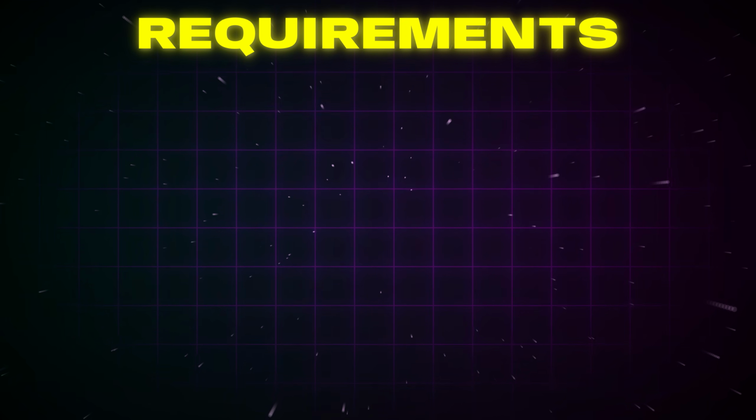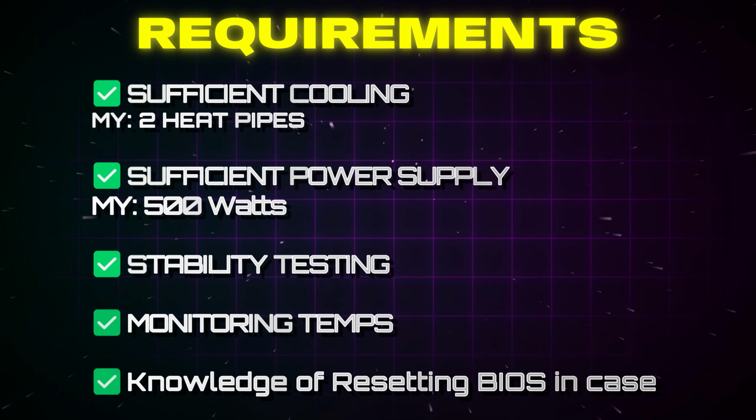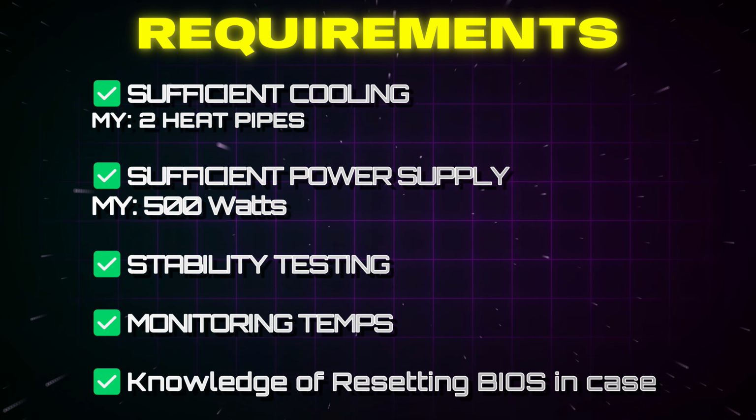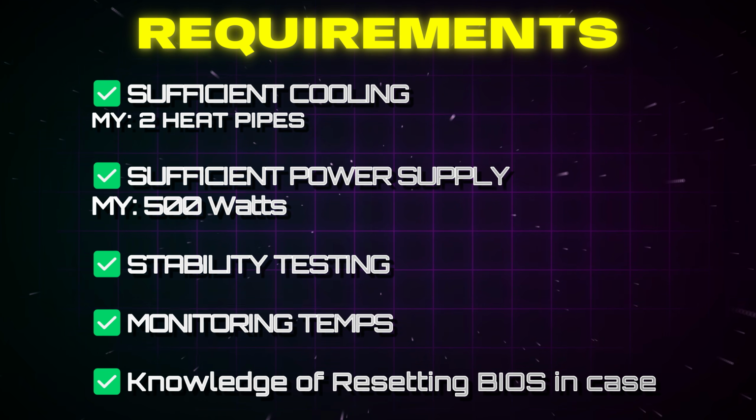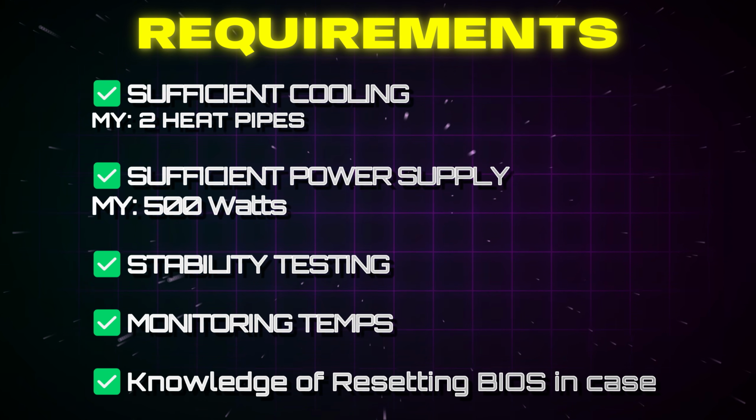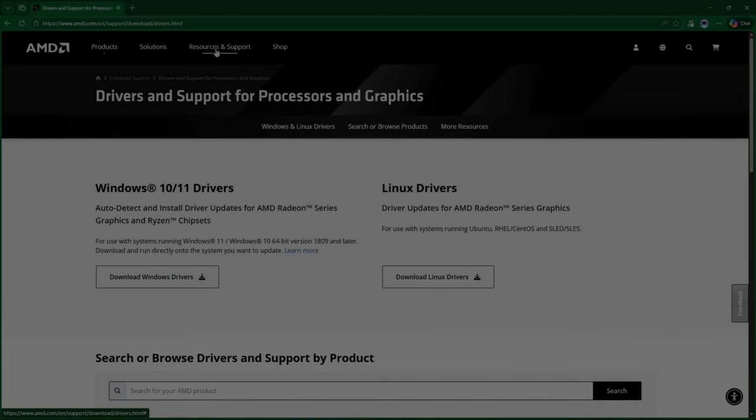Before we dive in, here are the requirements you'll need. Make sure you have at least a dual heat pipe cooler and a minimum 500-watt power supply. This is the baseline for a stable overclock on a system without a dedicated GPU.